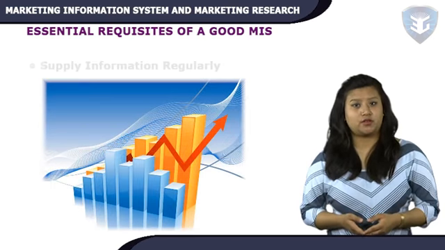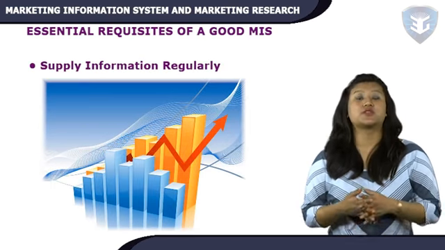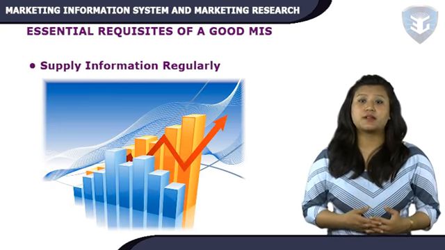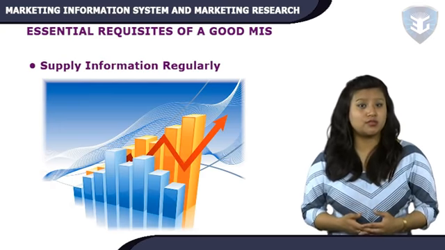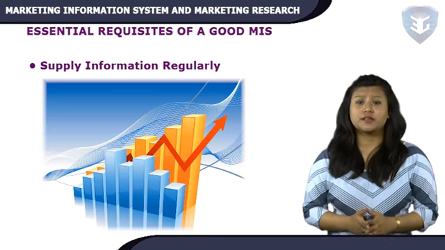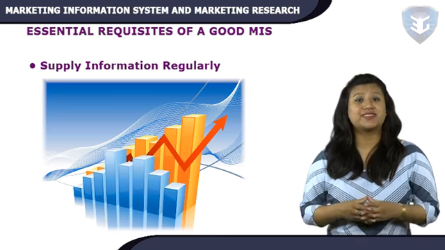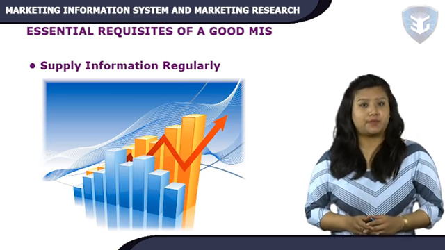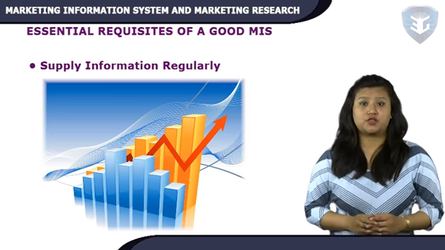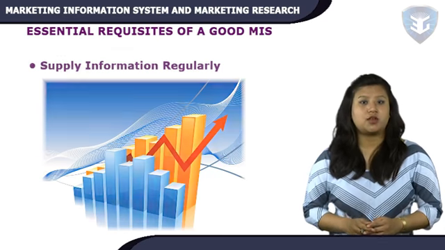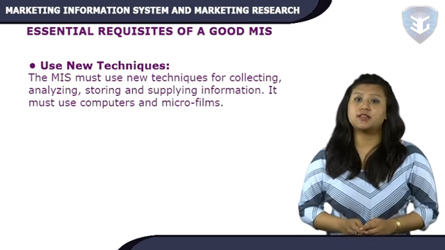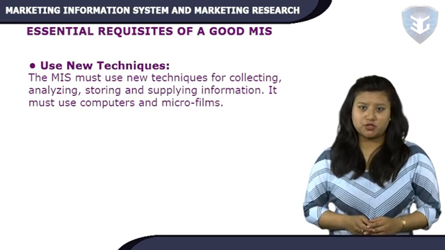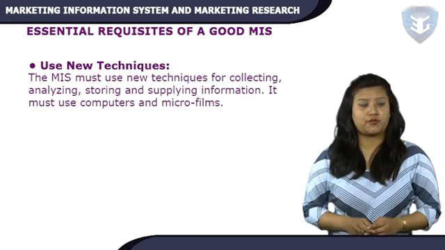Supply information regularly. The MIS must supply information regularly. The business environment is changing constantly, so the marketing managers have to take marketing decisions continuously. And therefore, they require a regular and continuous flow of market information. This information must be provided by the MIS, so it must supply information regularly to the marketing managers. Use new techniques. The MIS must use new techniques for collecting, analyzing, storing, and supplying information. It must use computers and microfilms.